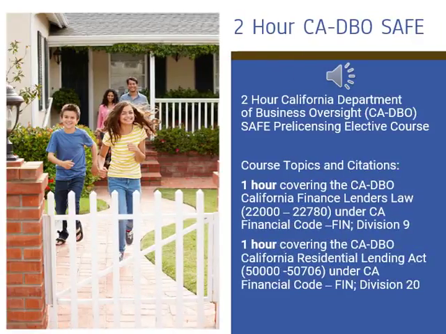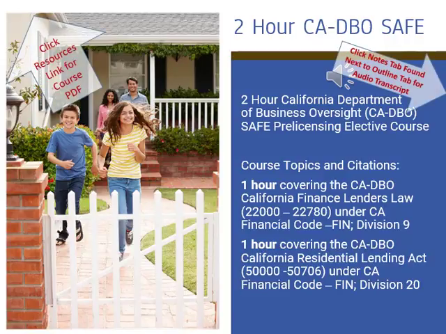Welcome to your 2-hour California Department of Business Oversight CA-DBO Safe Pre-Licensing Elective Course. This course meets the pre-licensing requirements state-specific for those who are going to be licensed as a mortgage loan originator through the California Department of Business Oversight.